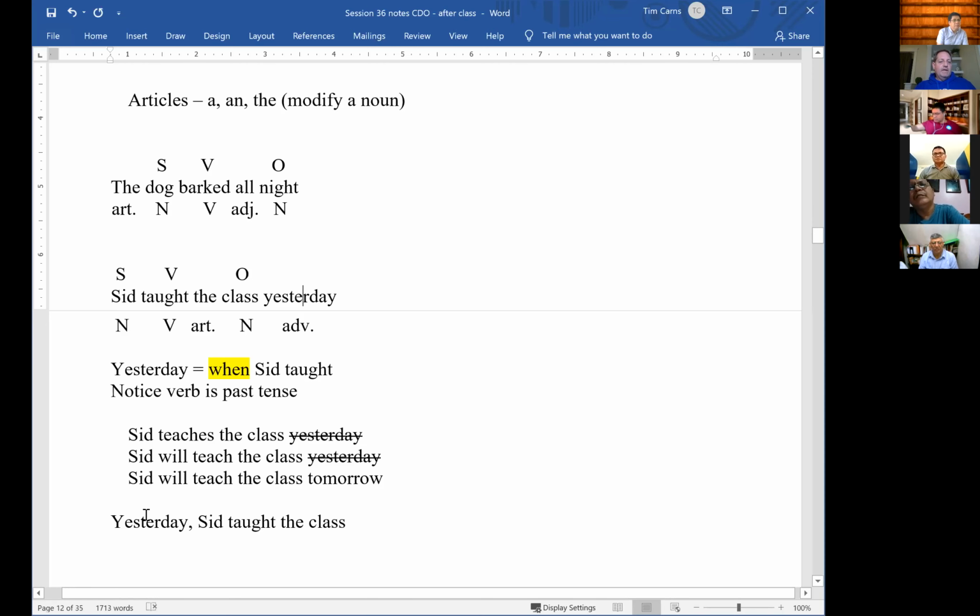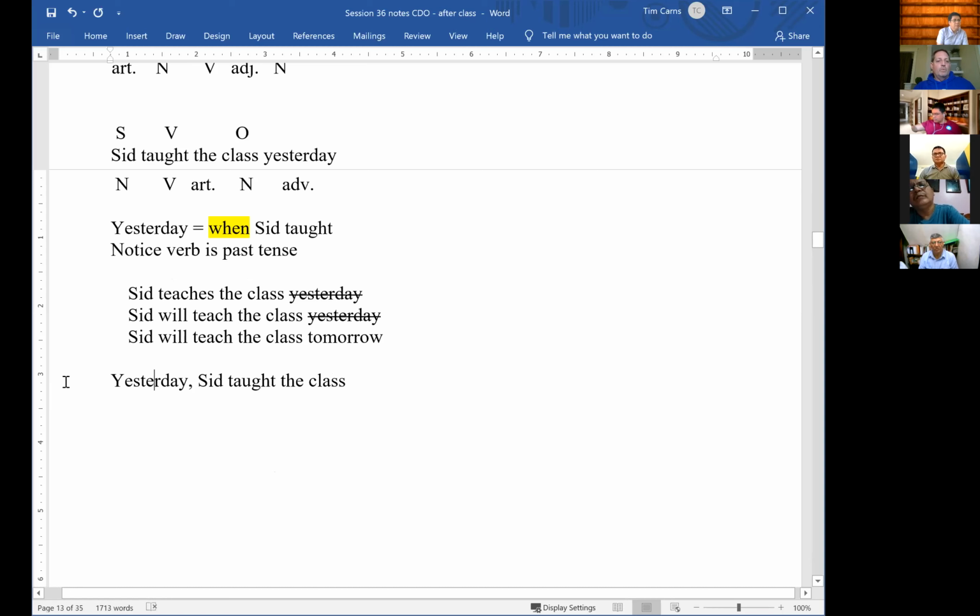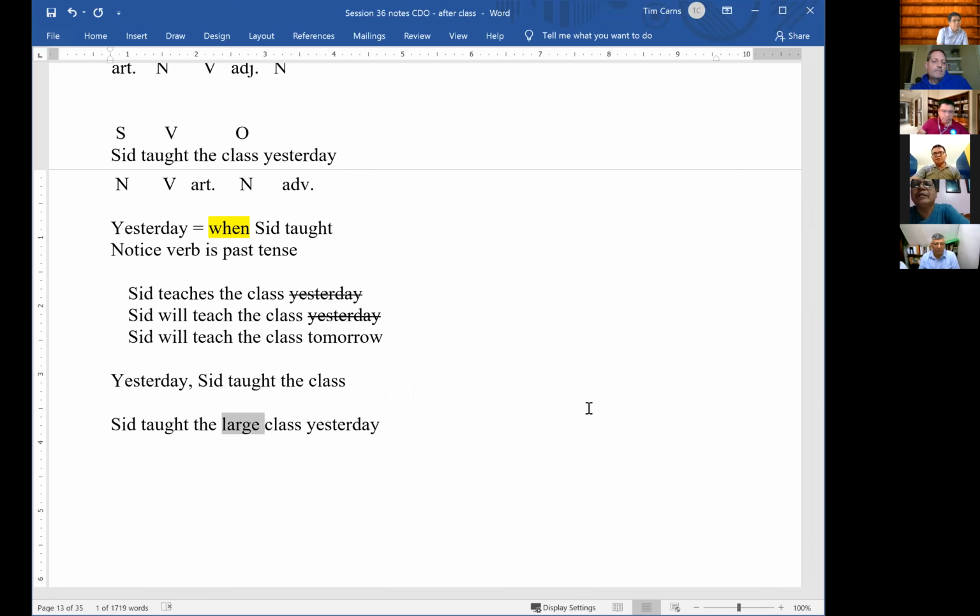Sometimes you might see it worded this way: "Yesterday, Sid taught the class." English sometimes has that. Now, what if we had "Sid taught the large class yesterday"? How is the word "large" functioning in this sentence? What is it describing or modifying? Adjective. It's modifying the class. It's telling us something about the class. What kind of class? A large class.